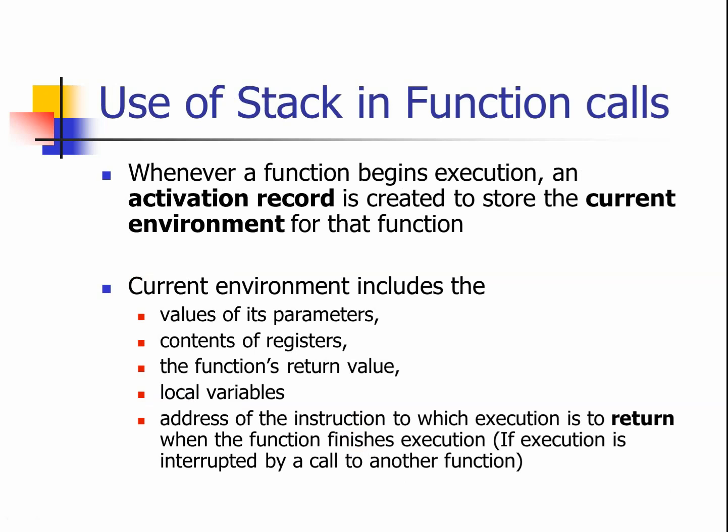Everybody writes functions. Besides the main function, if you create another function and inside of the main function you call that function, have you ever thought about how that works? Let's take a look at this. Whenever a function begins execution, including the main function, an activation record is created to store all related information. That information includes values of its parameters, contents of registers, the function's return value, local variables, and more importantly, the address.